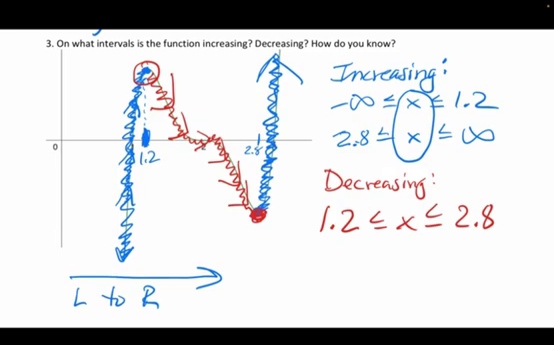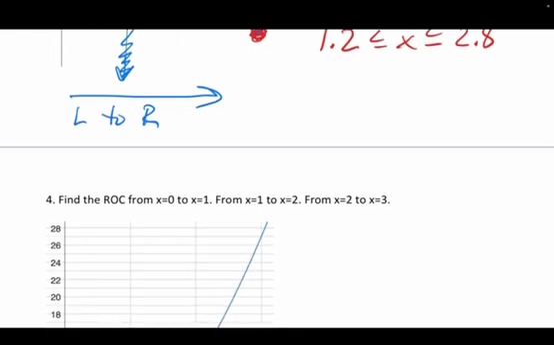And then the blue shaded regions, even though they're very, very steep, would be increasing from when x is negative infinity all the way to positive 1.2, and when x is 2.8 all the way to positive infinity. That's how we would write those. We write those as compound inequalities. That's the most concise way to write those answers.